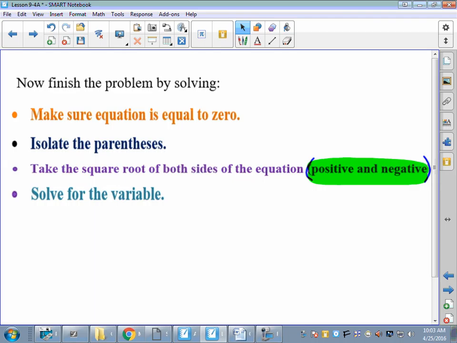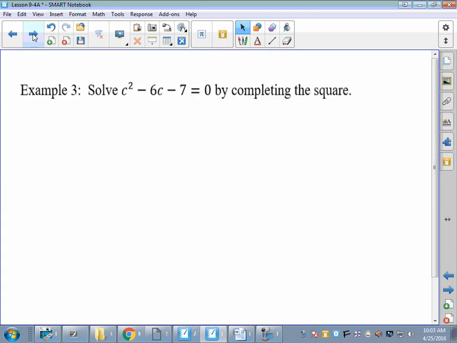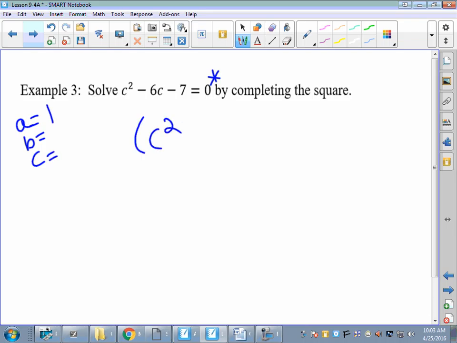So let's do an example or 2. Let's do example 3 and example 5. So example 3, it says to solve c squared minus 6c minus 7 equals 0 by completing the square. So first of all, big star right here, right? It's equal to 0. That's what we like. I'm going to identify my a, b, and c. I'll write them this time. What's my a value? What's my b value? And c.